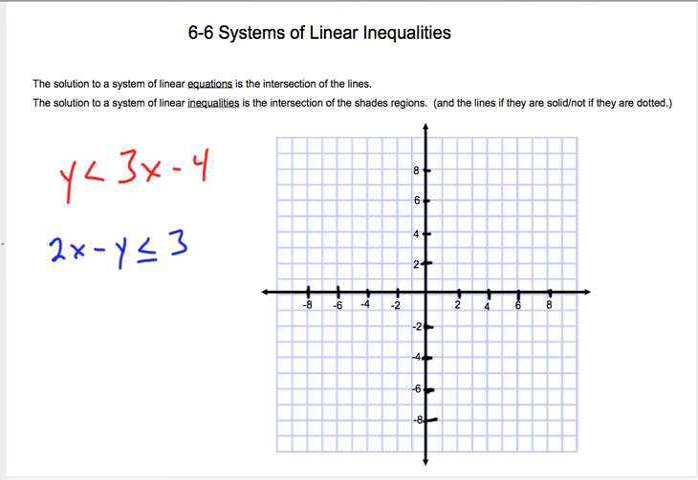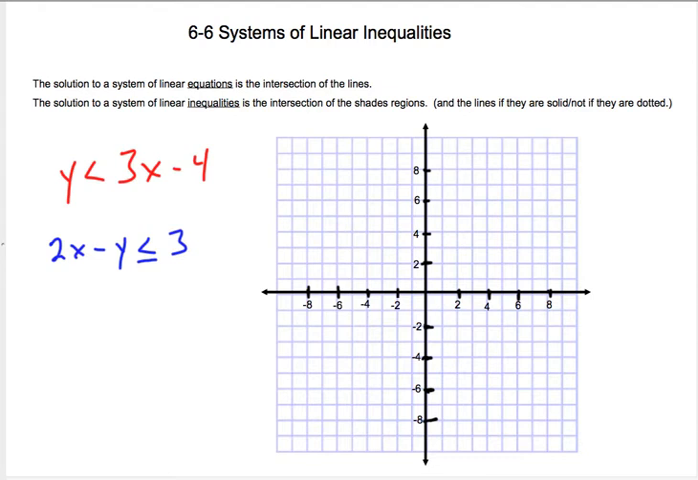Hello, in this video we'll be learning about systems of linear inequalities. So if you remember, the solution to a system of linear equations is the intersection of the lines. Now the solution to a system of linear inequalities is the intersection of the shaded regions. And if the lines are solid, that intersection also counts, and if they're dotted, it would not. So let's go through and talk about what that looks like.